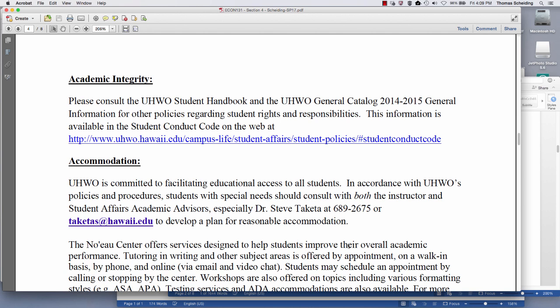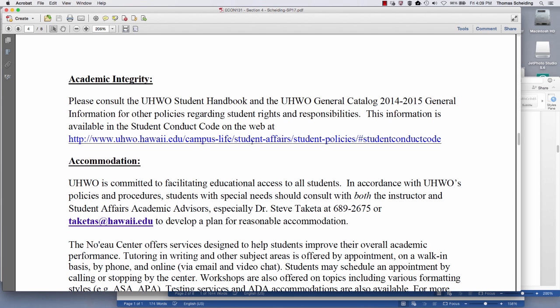In terms of integrity, don't cheat. You can read the policy here. If you ever have any questions, of course, you could always ask me or someone else. But essentially, academic integrity means not presenting work as your own when in fact it is someone else's.